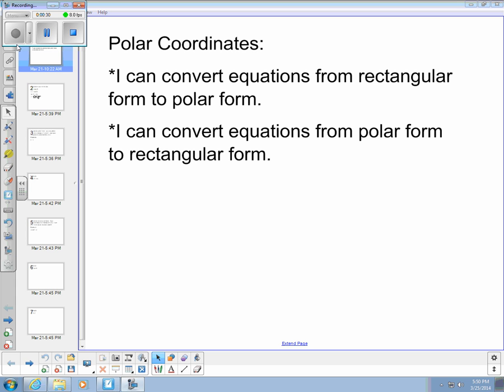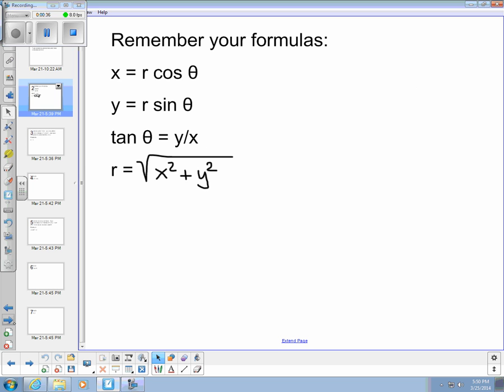Be sure to set up your paper in Cornell Note format and write down your goals for today. Okay, also here are some formulas that we talked about in video 1 that we're going to need to use today. So I'd like you to get those written down again. Formulas for x and y, and then for theta and for r.